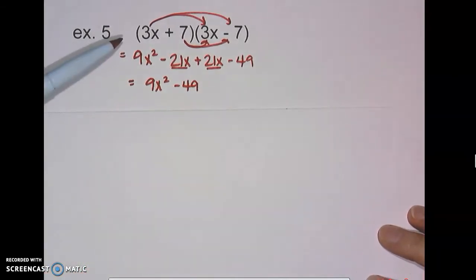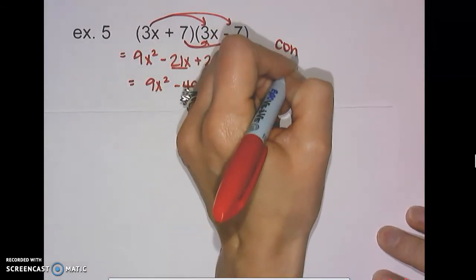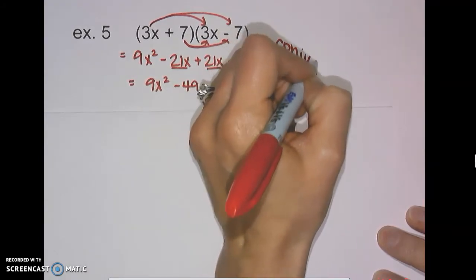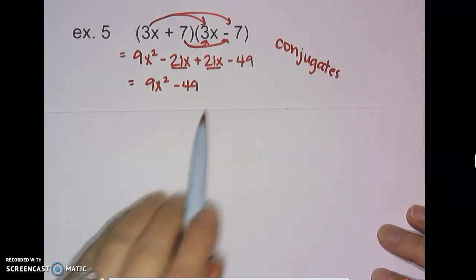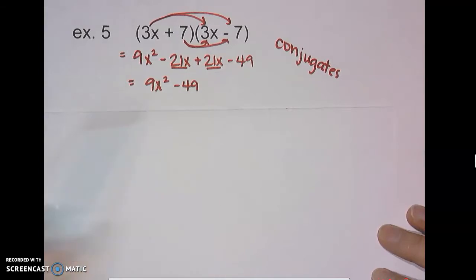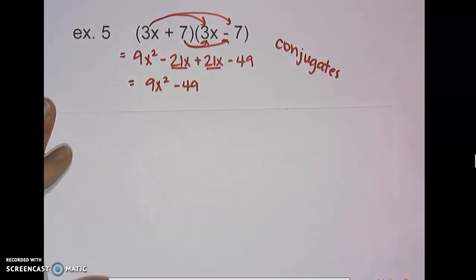So this is a special type of question. What do you notice about these two parentheses? They're the exact same thing. You just have one with a positive sign in between them and one with a negative sign in between them. When we have this, this is what we call conjugates. Okay, conjugates are the exact same binomial, one positive, one negative, and that's going to help us eliminate or cancel out those middle terms to be left with just a binomial.